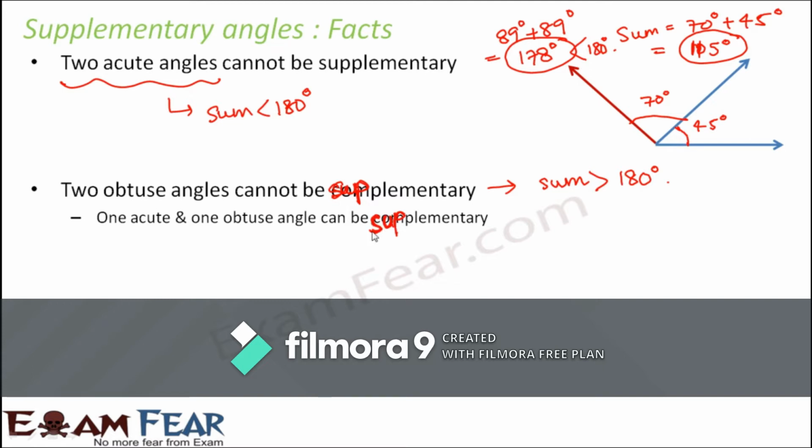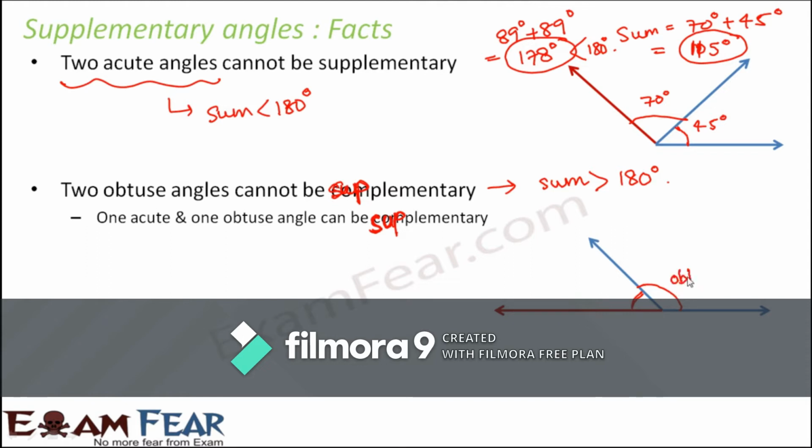So if you take one acute angle and one obtuse angle, then that can be a perfect supplementary pair. Let us have a look at some examples. So let's look at this one. Let's say that this angle, now this is definitely a supplementary pair because the sum of these two angles is definitely 180 degrees, which is a straight line, right?